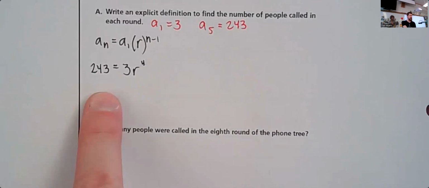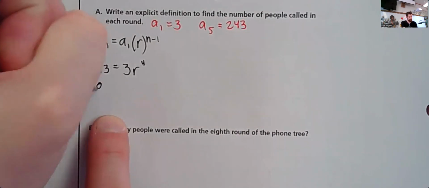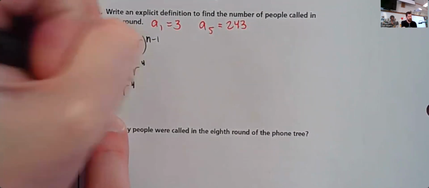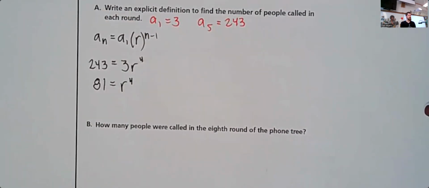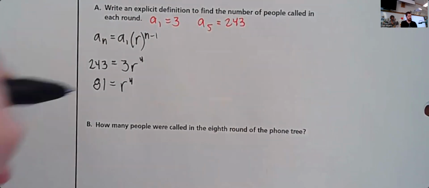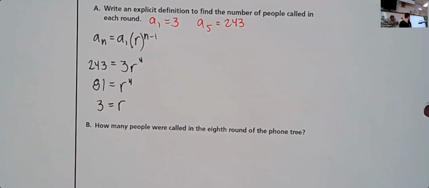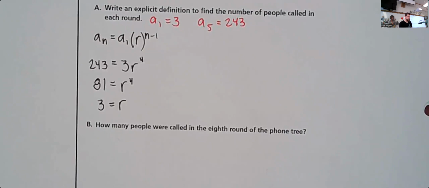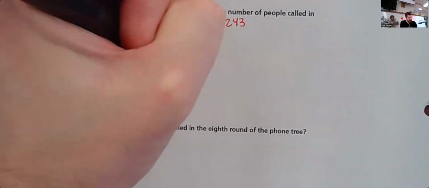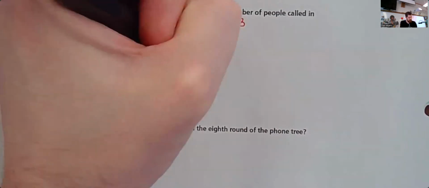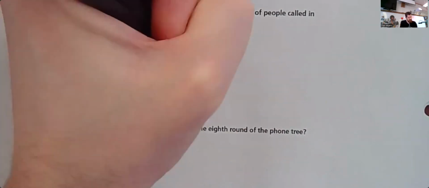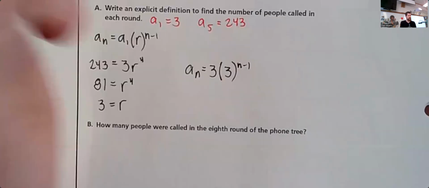And so if we divide both sides by 3, what do we get? What's 243 divided by 3? 81. 81 equals r to the 4th power. So we're looking for the 4th root of 81. What multiplied by itself 4 times equals 81? 3. Common ratio is 3. All right, so that means we have ourselves A sub n equals 3 times 3 to the n minus 1.